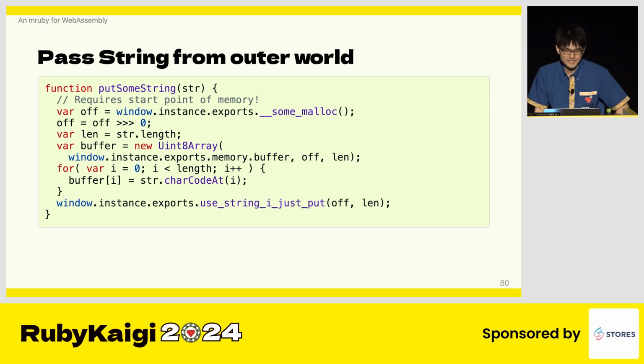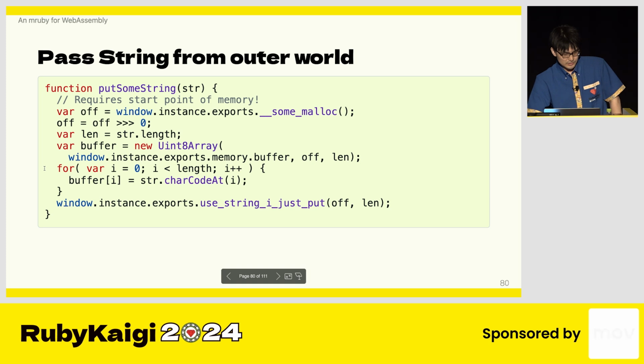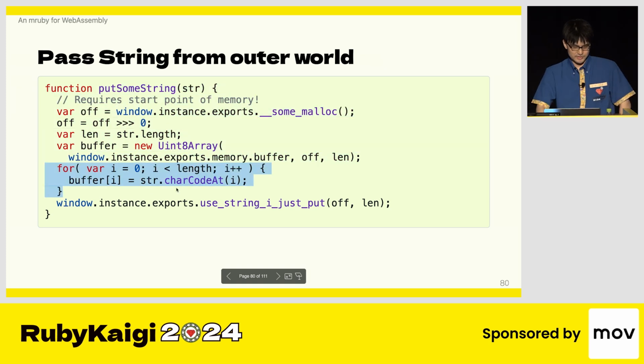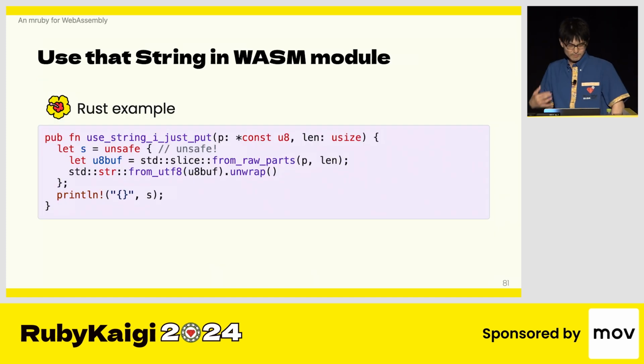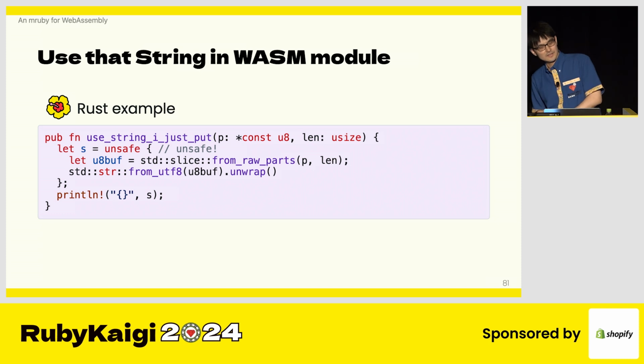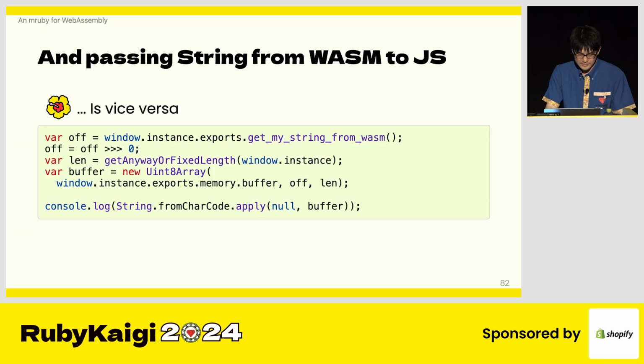This is sample JavaScript code. This for loop puts the string into the memory buffer. After that, you can call the put method. Internally, this string put method accepts a pointer and length, and then you can instantiate the string. Okay, the reverse pattern is vice versa.